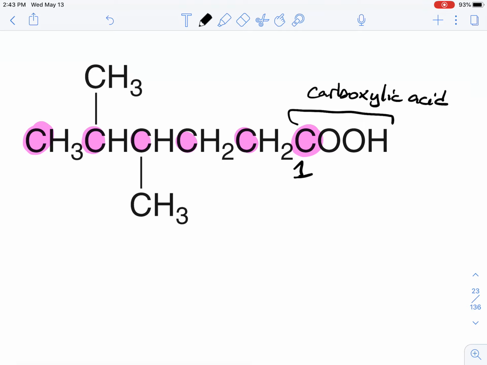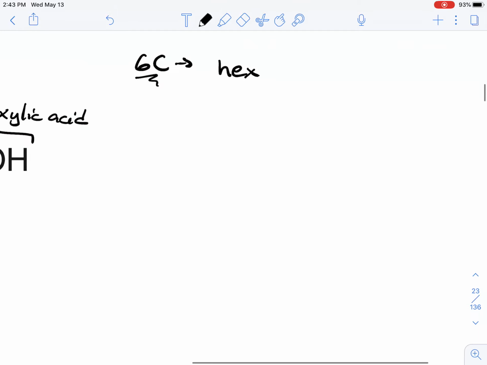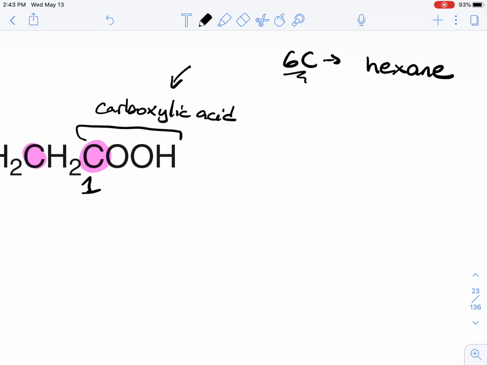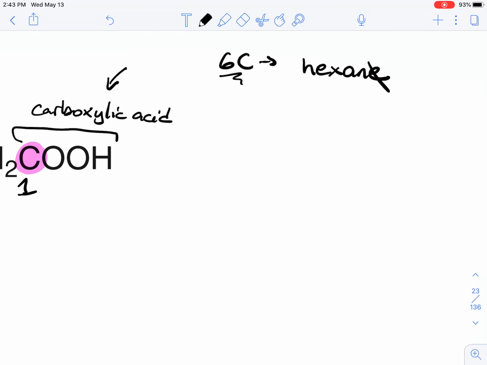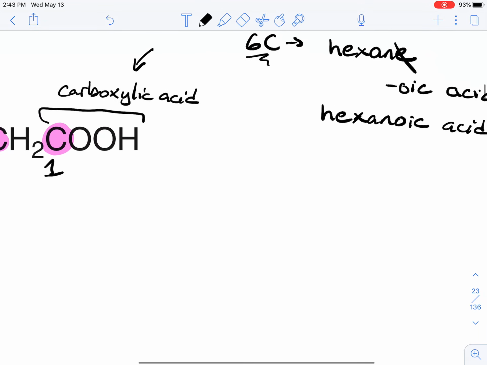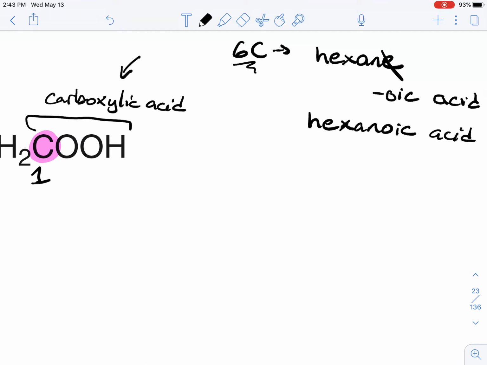And so in this condensed structure, since there's no double bonds found, I'm just going to go ahead and put in hexane. And so I know that I have a carboxylic acid. I'm going to drop that E, add in the OIC ending with the acid, and make sure there's a space between them. And so this is going to be hexanoic acid. And so since we have hexanoic acid, then we've described the parent chain correctly.